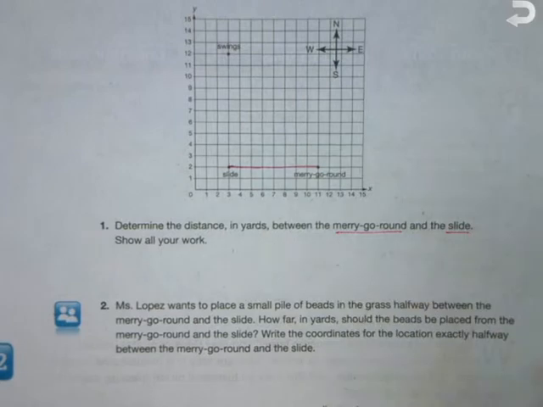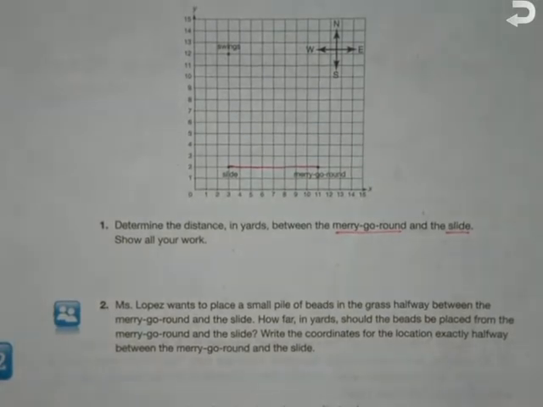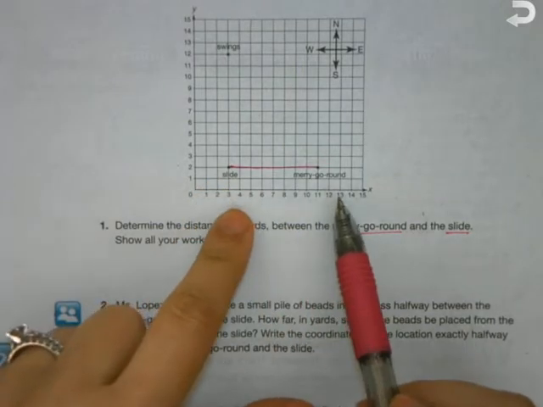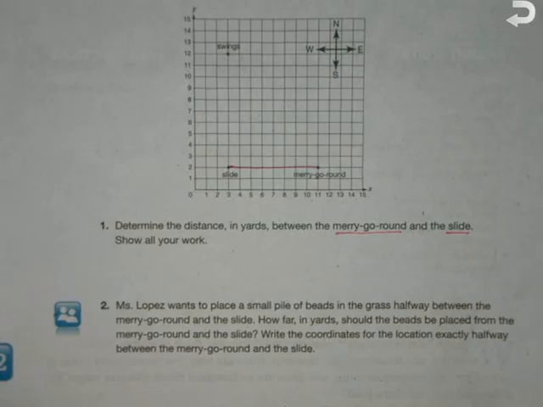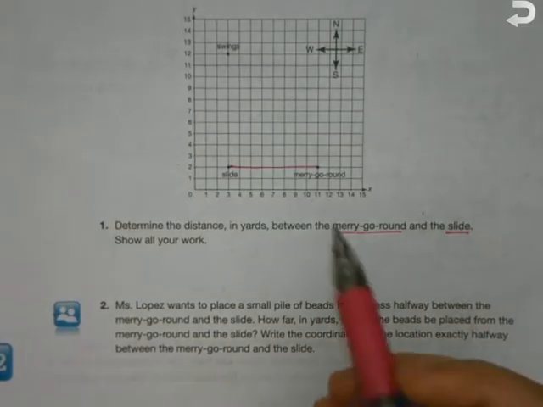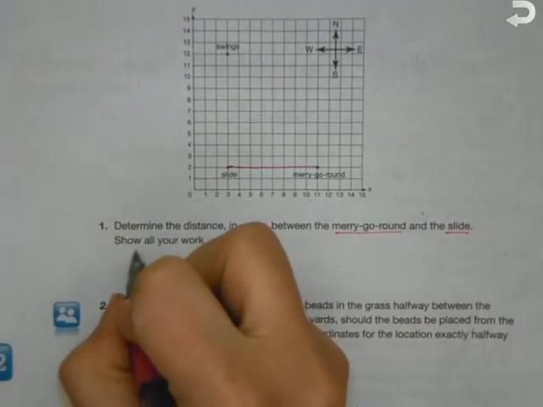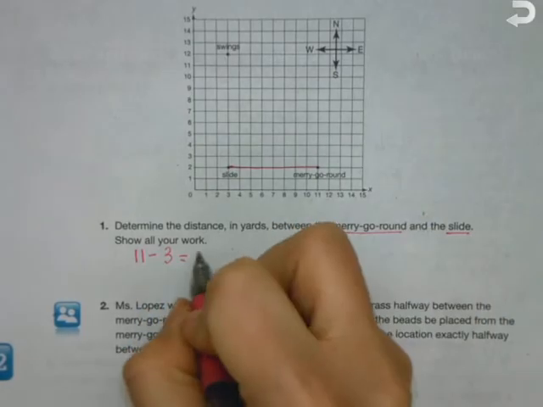Can somebody raise their hand and tell me how they found the distance? Brittany. You counted the lines. Did anybody else count the lines? How many of you use subtraction? Anybody? What would we be subtracting? Are the x coordinates the same or different? Different. Are the y coordinates the same or different? Same. So what would we be subtracting? The x coordinates. So what is the x coordinate of the merry-go-round? 11. So our distance would be 11 minus what? 3, which gave us 8.